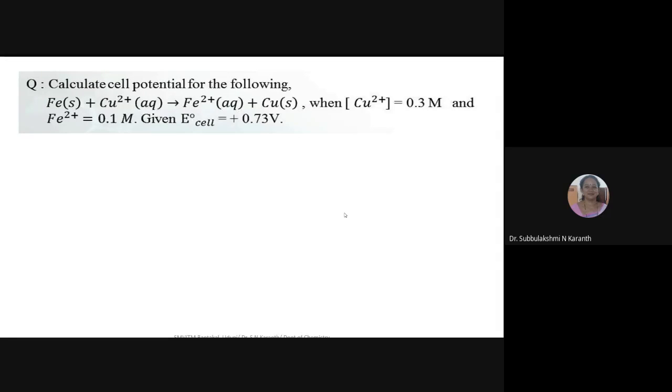So the iron electrode potential is less compared to the copper electrode potential. So iron acts as anode and copper electrode acts as cathode. Okay. So here you can write Fe electrode acts as anode and Cu electrode acts as cathode. This is completely based on the reduction potential of the two electrodes.